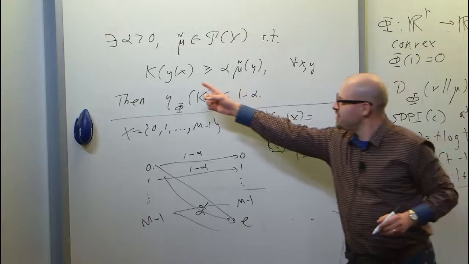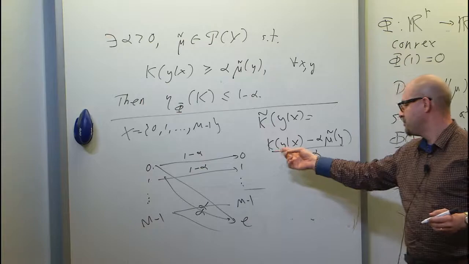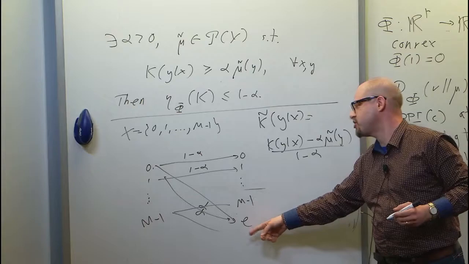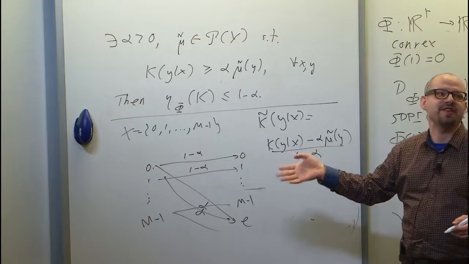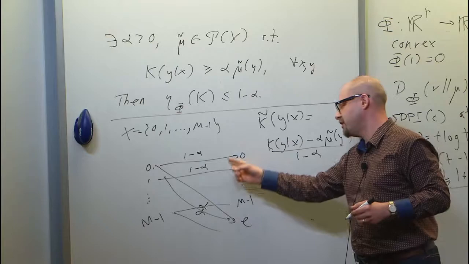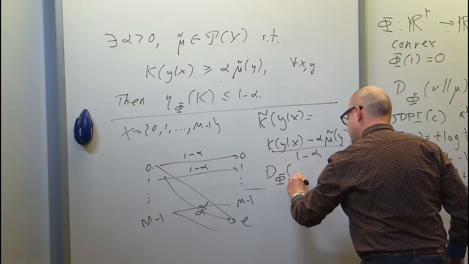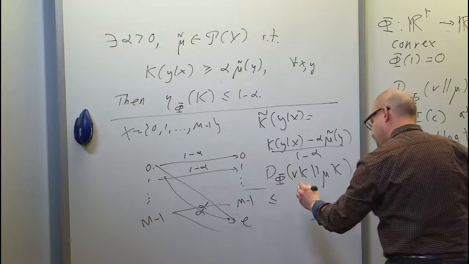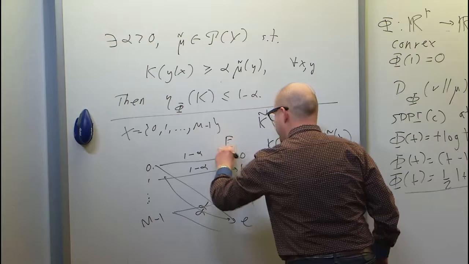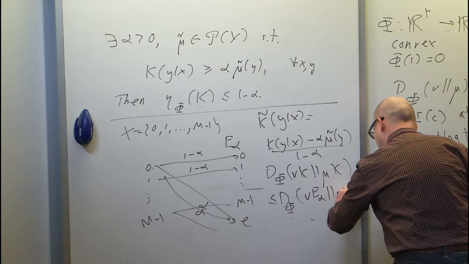So if I see an unerased symbol, I push it through this. If I see erasure, I just generate a fresh sample from mu tilde. And you can see, by just manipulating things, that the composition of that channel, conditionally on whether you see an unerased thing or an erasure, gives me k. And that means that any phi divergence between nu k and mu k is going to be upper bounded by the divergence between nu E alpha and mu E alpha, where E alpha is this erasure channel. And that, by convexity of divergences, is less than 1 minus alpha times the divergence between nu and mu.